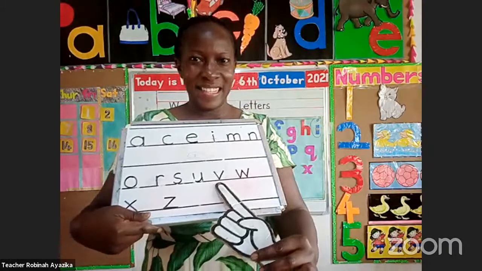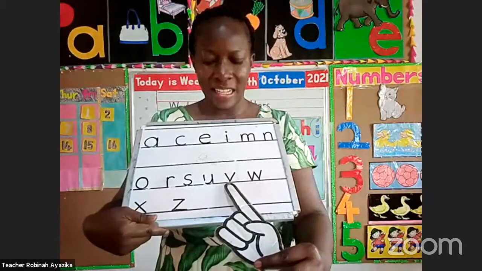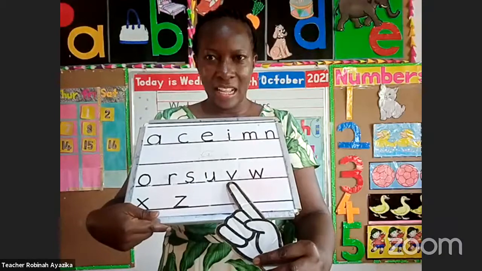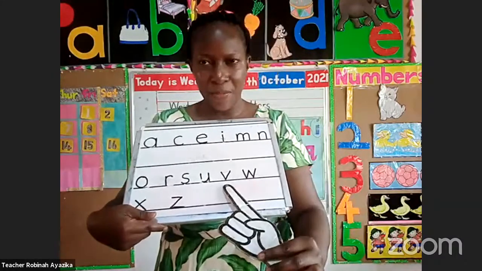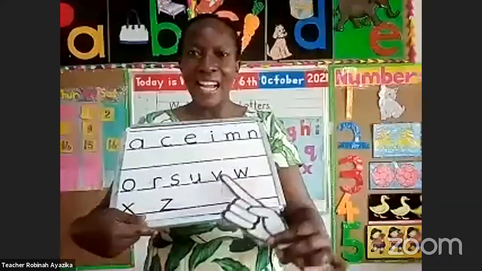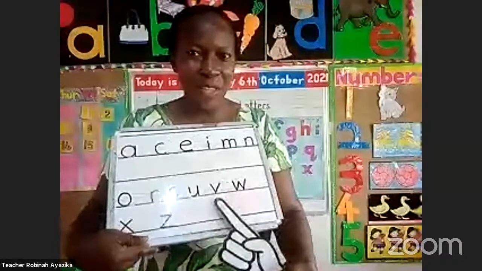Small letter v. Capital letter V or small letter v? Small letter v. Small. Very good. It is a grass letter. You start it from the middle and it sits on the line.